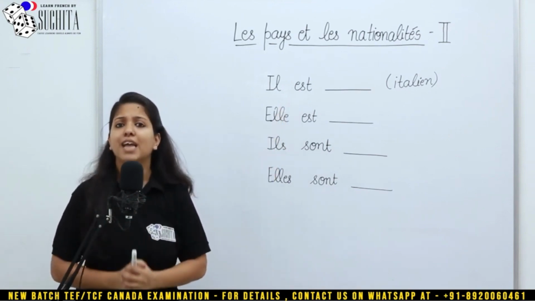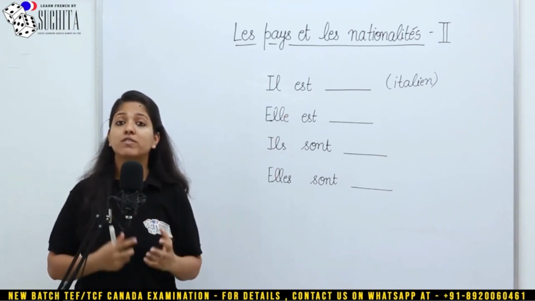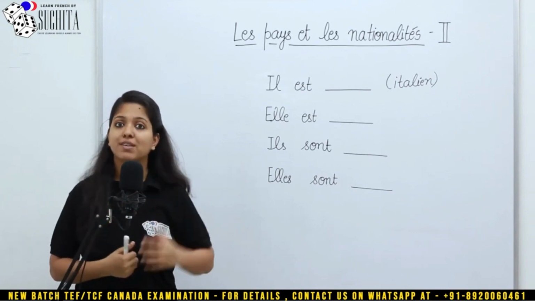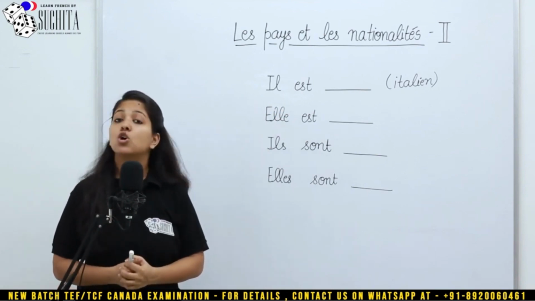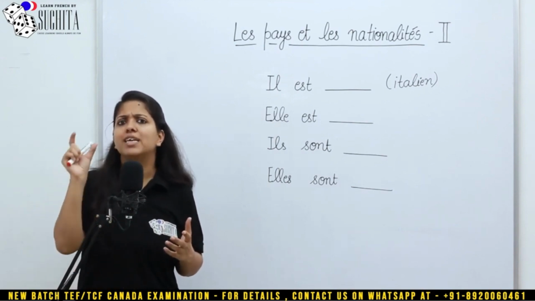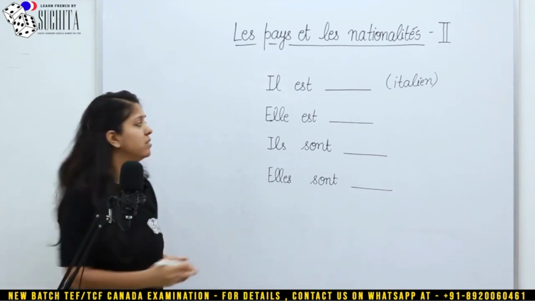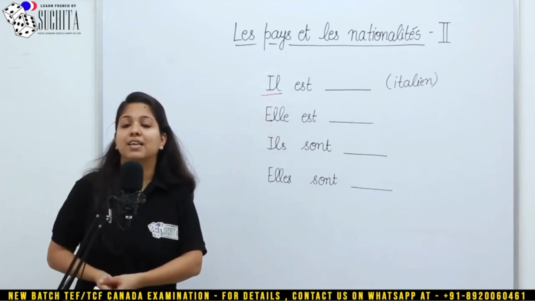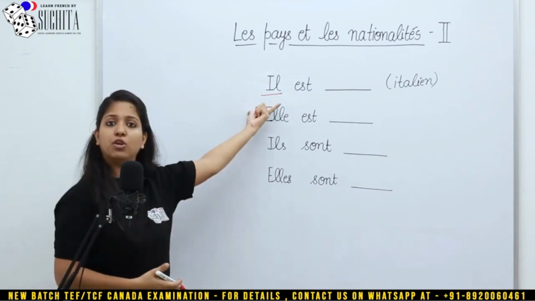Before you use any nationality in any sentence, always look at which word in the sentence you are using that nationality for. For example, il est italien. He is Italian. So, who is Italian? I mean to say that you are using the word Italian for which word in the sentence? You are using it for il. Il est italien. He is Italian. So now you will look at the gender and the number of this particular word.